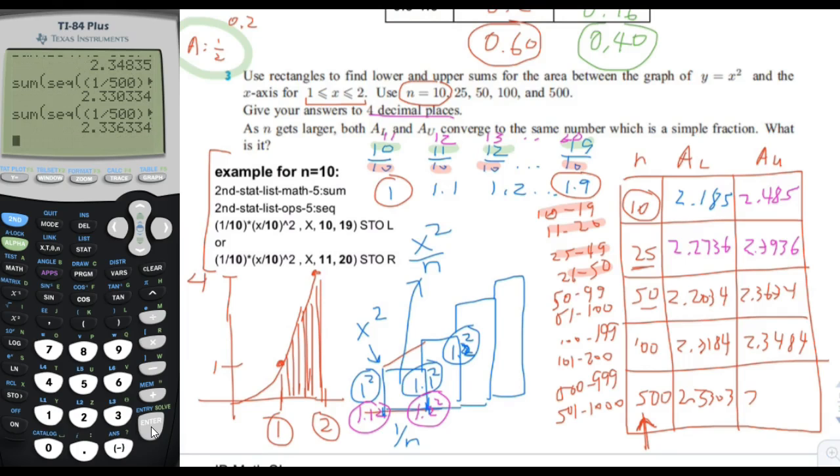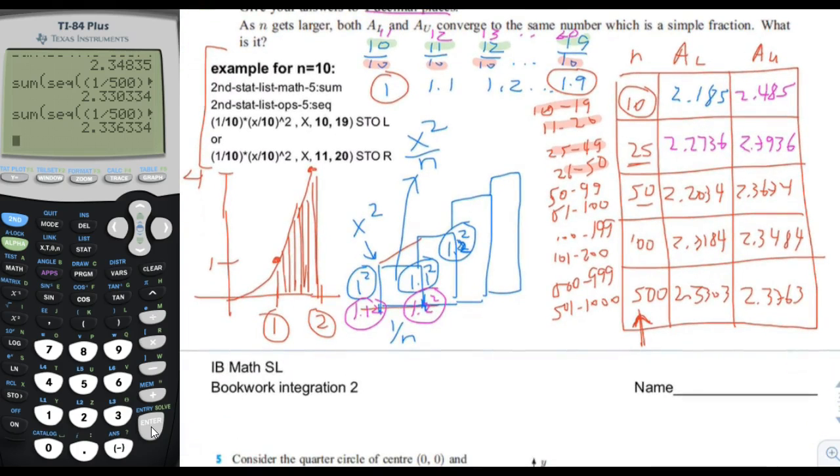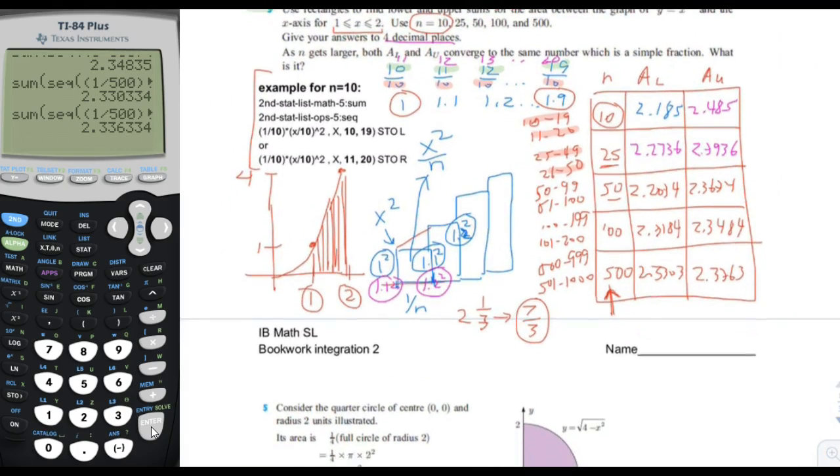2.3363. Okay. So it converges to the same number, which is a simple fraction. What simple fraction is it? Well, it's 2 1/3, which is the same thing as 7/3. Okay. All right, and that was page 1.